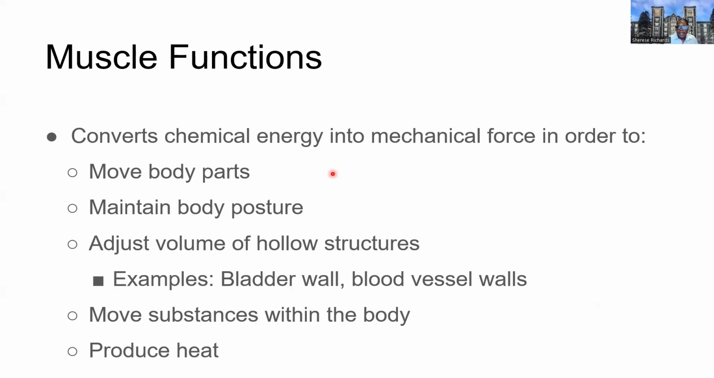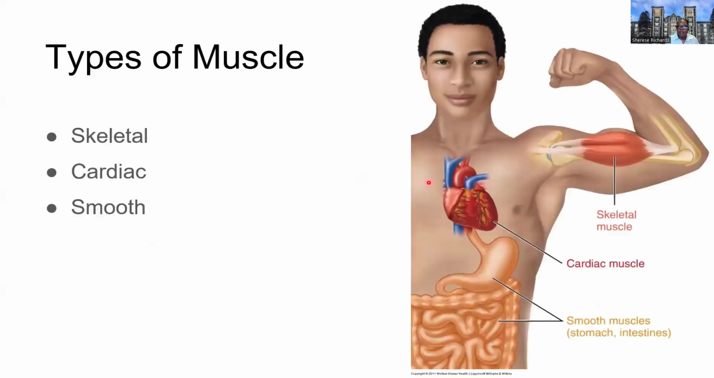And then production of body heat. So when our muscles, particularly our skeletal muscles, contract, they actually produce thermal heat, which is a way for us to release some of that thermic energy as a part of our cellular processes. So really important different types of functions here with muscle.